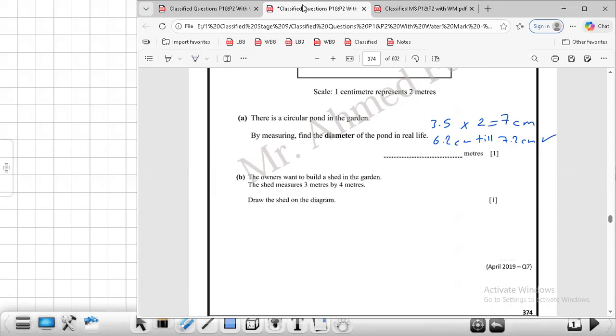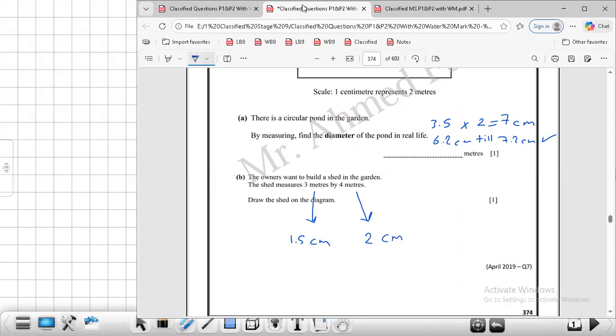The owners want to build a shed in the garden. The shed measures 3 meters by 4 meters. They said 1 centimeter represents 2 meters, so 3 meters is actually 1.5 centimeters, and 4 meters is actually 2 centimeters, because 2 centimeters are the 4 meters that they want, and 1.5 centimeters gives you the 3 meters that they want.